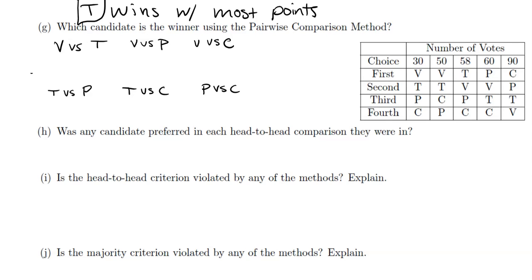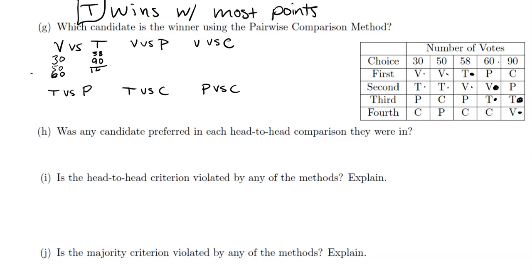So let's take a look at V and T. In the first column, we've got V versus T. So we look at who's preferred. V is preferred, so V gets 30. And then V versus T in the second one, V is also preferred, so they get 50. And then looking at V and T, we've now got T is preferred, so T gets 58. Looking at V and T in the third one, we see V is preferred, so they get 60. And then T is preferred, so T gets 90.